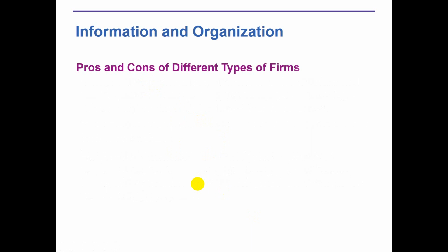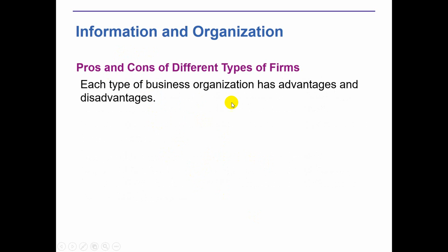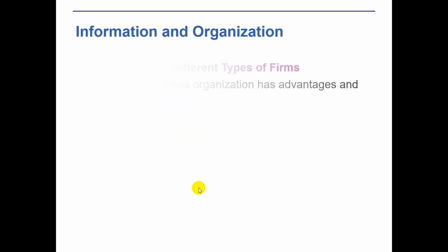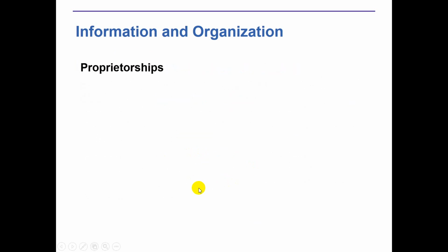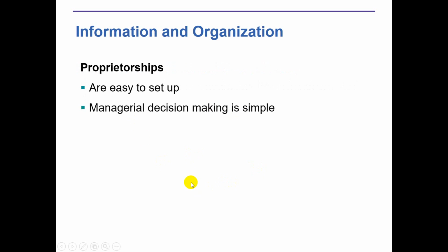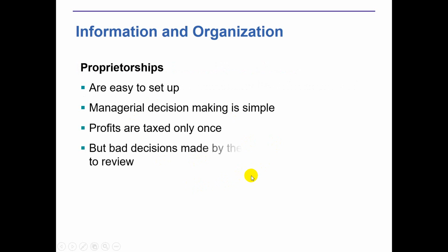What is the role of information acknowledgement? So, the pros and cons of different types of firms. Each type of business organization has advantages and disadvantages. So let's see. The proprietorship is easy to set up. Managerial decision making is simple. Profits are taxed only once.